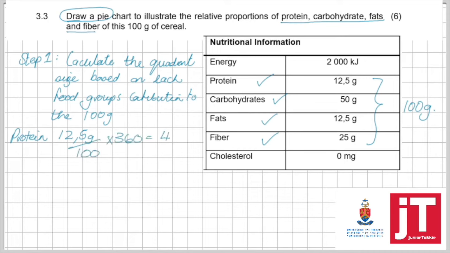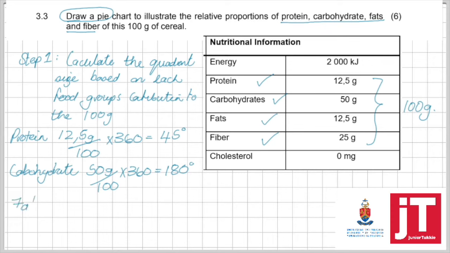Multiply this by 360, and what I have is 45 degrees of my 360 degree circle that is going to be made up of protein. Now this is very, very important for us to do to draw an accurate pie chart. So we're going to be doing the same with the carbohydrate, and the carbohydrate's contribution is 50 grams of the 100, which makes it 180 degrees.